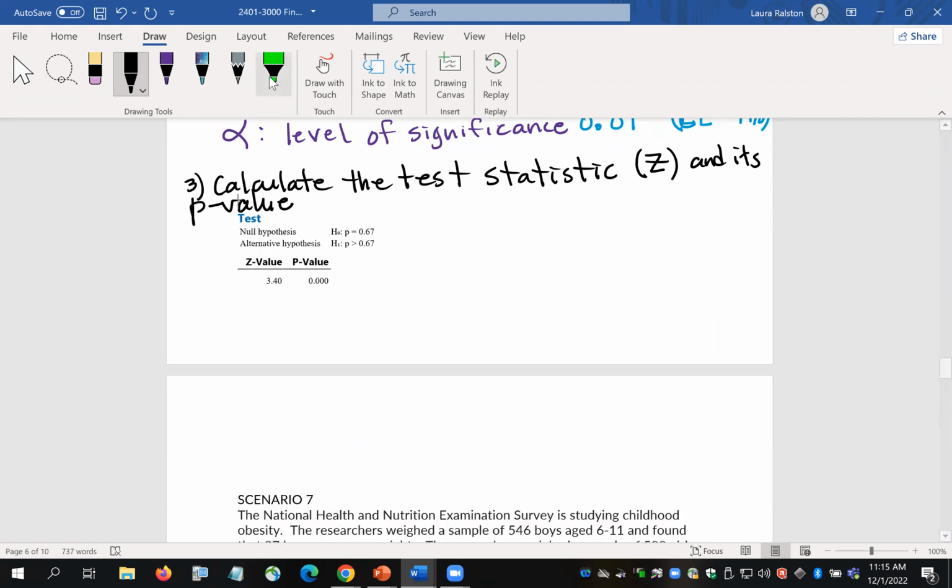Okay, so from Minitab, we can find our Z and our P, which we record. The Z is 3.40, and the corresponding p-value is 0.000.